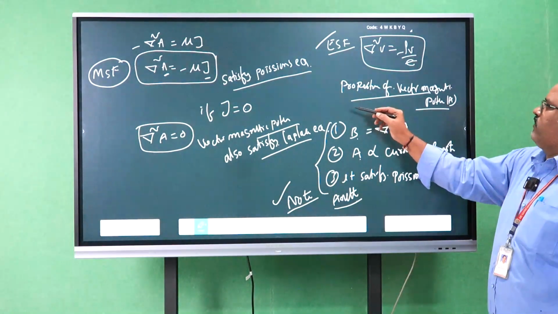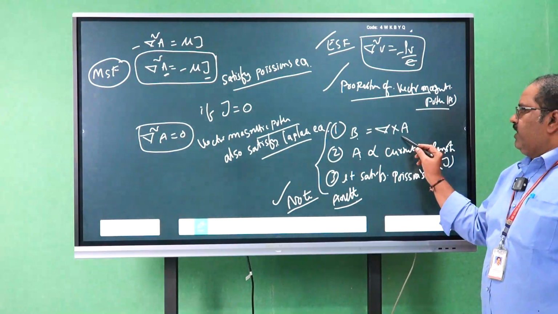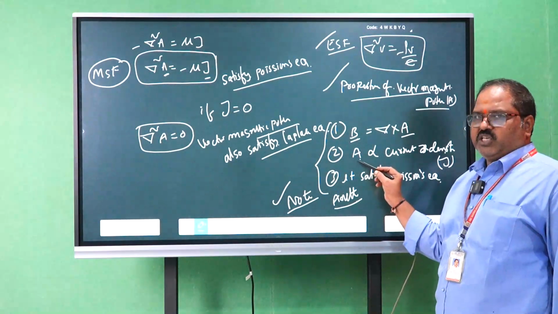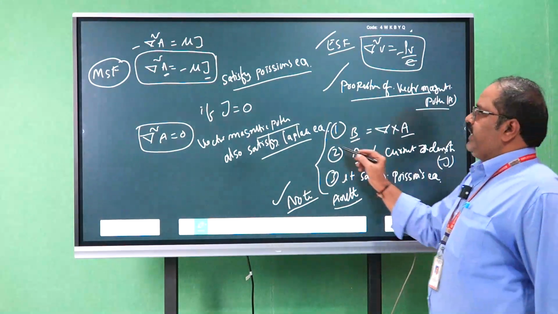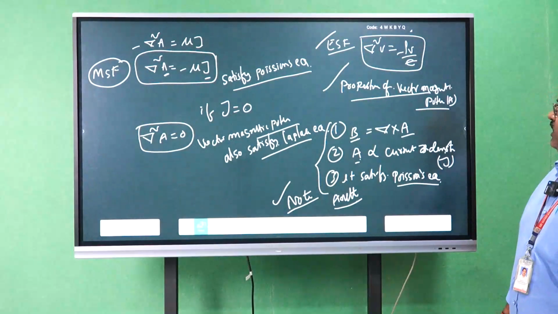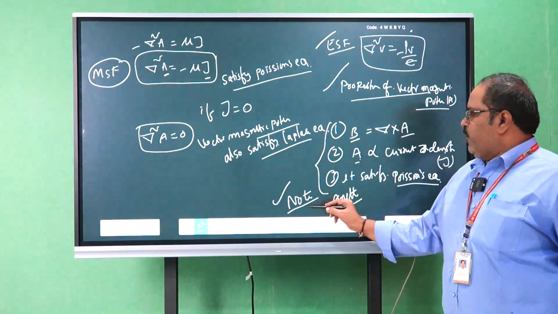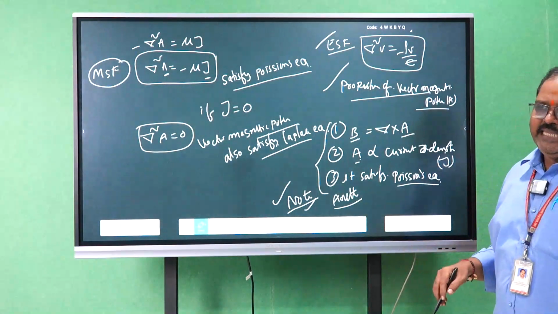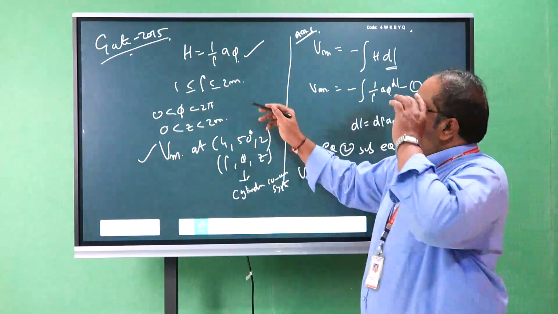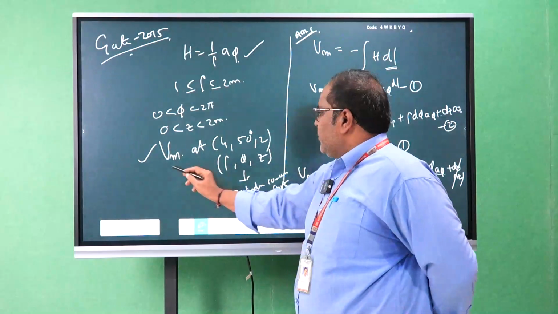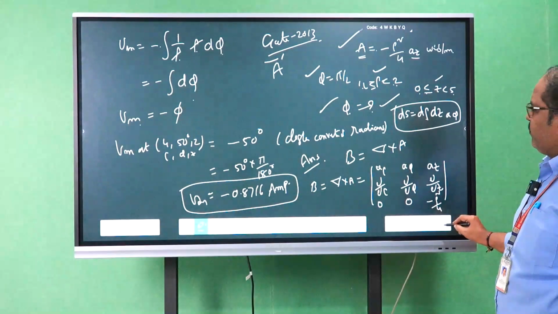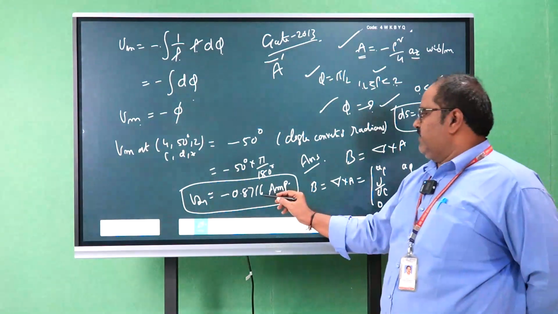The important properties of vector magnetic potential: first of all, the curl of the vector magnetic potential gives the magnetic flux density B. Next, the magnetic vector potential A is directly proportional to the current density according to Poisson's equation. It satisfies Poisson's equation. An important note: vector magnetic potential is used for the radiation component in antennas. In GATE 2025, a problem was given to calculate Vm, and finally the answer is minus 0.8716 amperes.